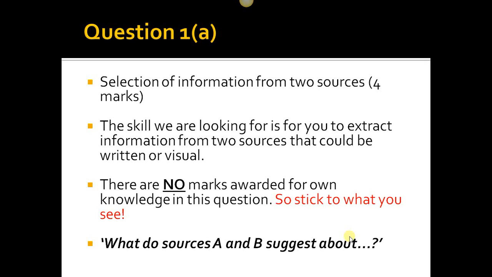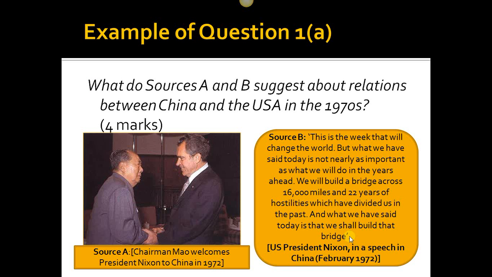Okay, I'm moving on. So an example of question 1A, and I got this from the specimen paper, is what the sources A and B suggest about relations between China and the USA in the 1970s. And this is worth 4 marks.